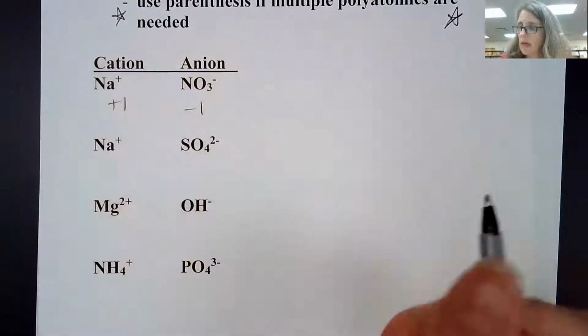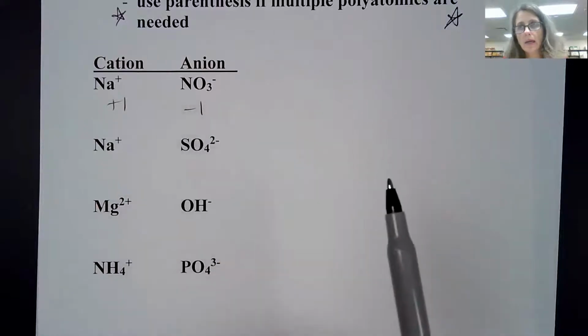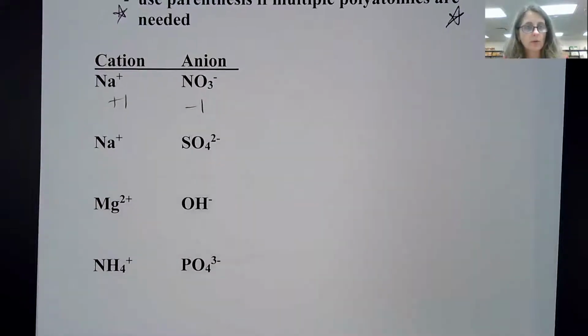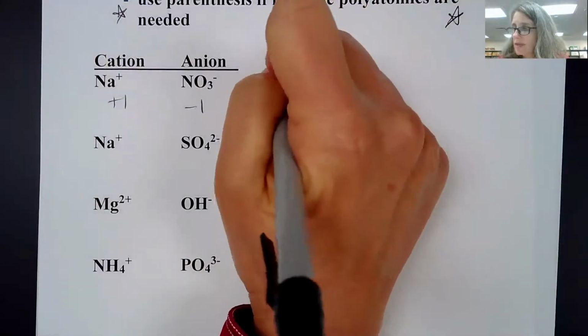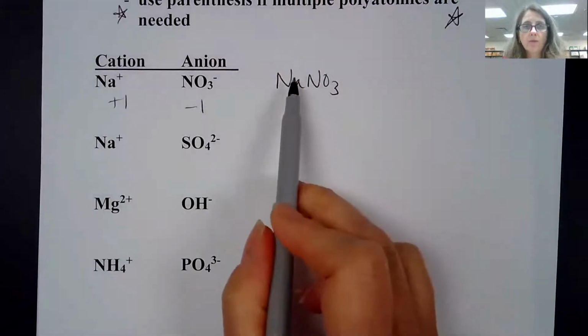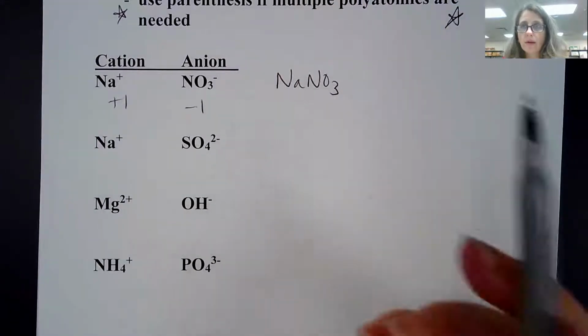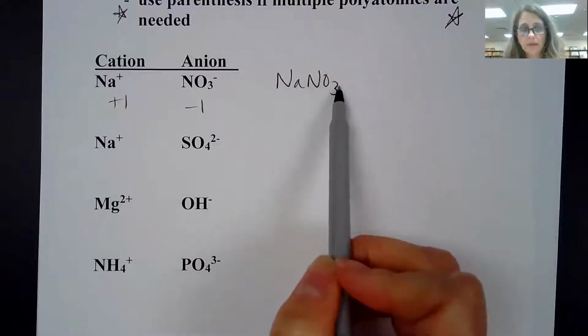So sodium and NO3 minus is called nitrate. Nitrate, again, from your list, you're always referring to your list. So if this is a +1 and a -1, I just write it as NaNO3, okay? I have 1 Na and 1 NO3. Now I don't need the parentheses because I only have 1 of the NO3s.